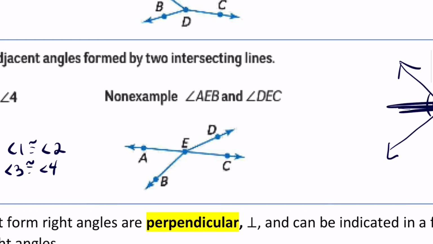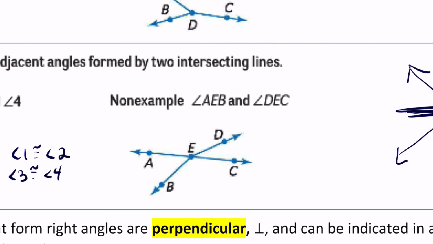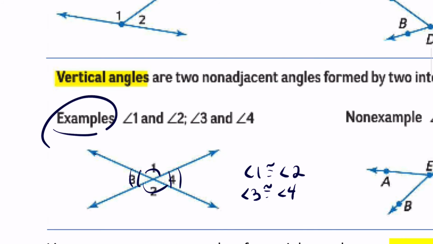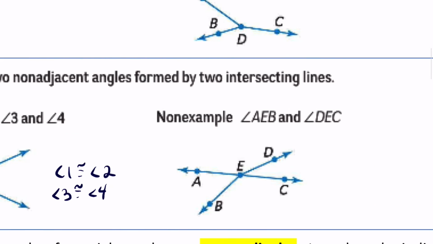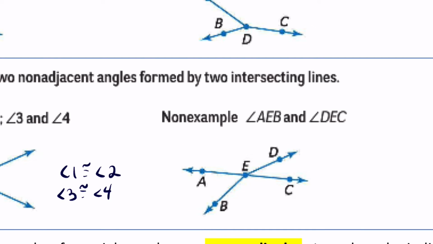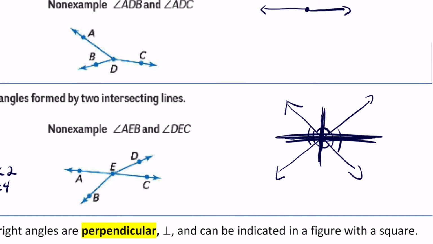Alright, let's go ahead and look at this non-example. The non-example over here is saying angle AEB and angle DEC. This is not an example because, first of all, notice that over here, this looks like a beautiful looking X, right? Over here, this doesn't look like a beautiful looking X, and that's why you can't consider these two vertical angles. You have to have a beautiful looking X. So let's write that down. Vertical angles have a beautiful looking X. There you go.